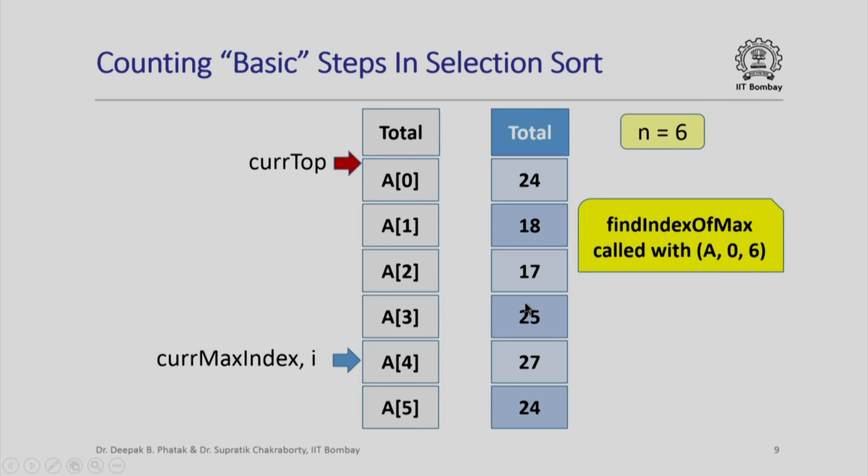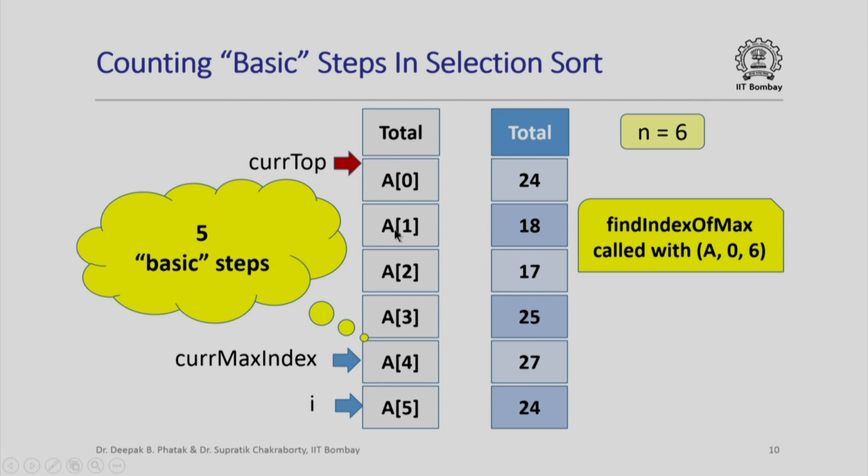27 is greater than or equal to 25, so current max index is updated again, but 24 is not greater than or equal to 27, so current max index stays wherever it was. So if you noticed, what we did is we actually iterated through these elements and we made some comparisons between elements of the array, and then we updated current max index whenever I found an element which was greater than or equal to what current max index was.